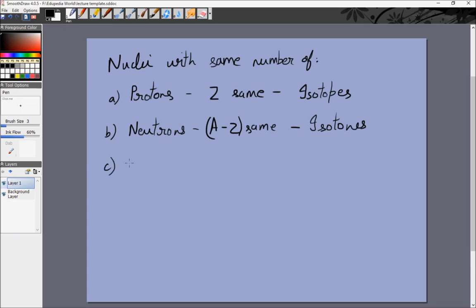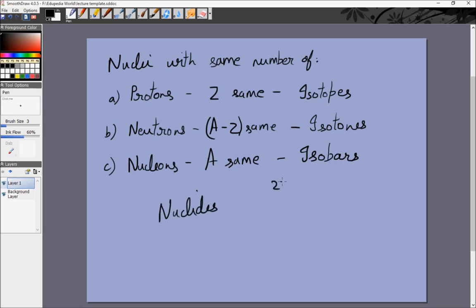And then we have nuclei with the same number of nucleons. That means total A is the same, but Z and N could individually be different, and they are called isobars. And all nuclei with a particular value of Z and N are called nuclides. So if you say 239U92 nuclide, it means all the nuclei which have 239 A and 92 Z.